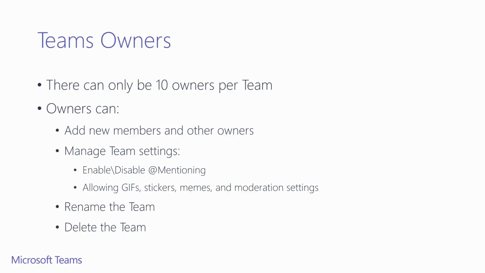There are two kinds of team members in every team. We have the team owner, who is responsible for adding new members and managing messaging settings. They will also be able to rename or delete a team. At most, you can have 10 team owners on a team. Make sure you have enough owners so other people can add members and help manage the team.